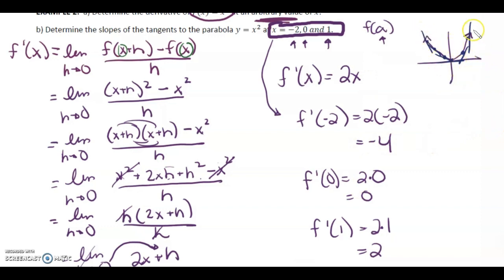So the formula for all these slopes, f prime at x equals 2x, represents all of these blue tangent lines, and then you can go ahead and narrow it in. Okay, well, what happens at -2? What happens at 0? What happens at 1? Okay, so less tedious.